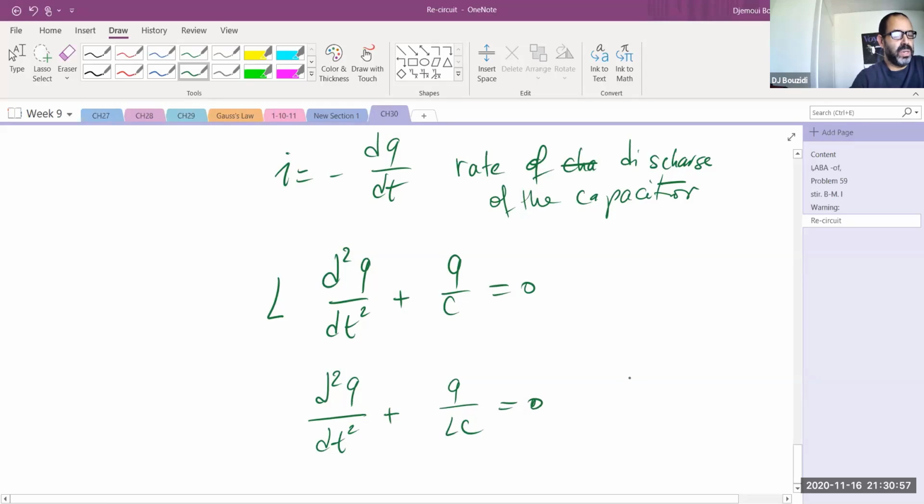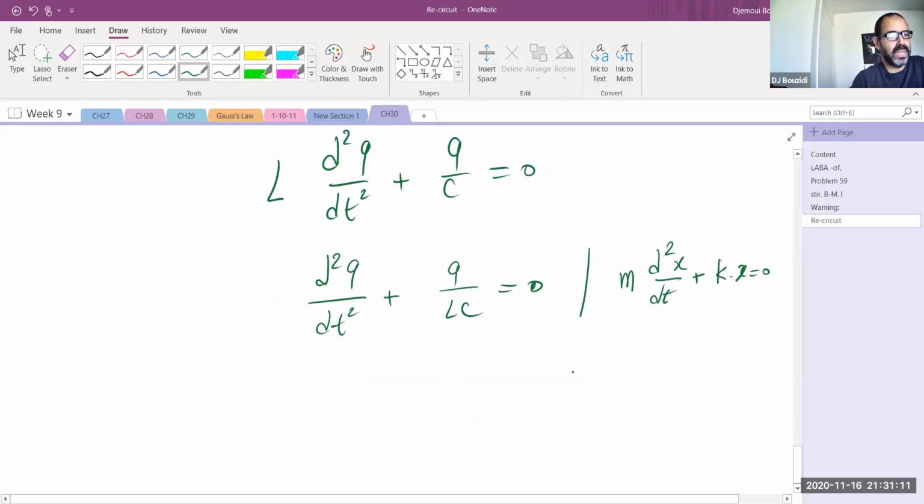This is similar to when you did the mass spring system, when you said F equals to ma, m times the second derivative of x with respect to time, plus the constant of the spring times x is equal to 0. And you said, okay, if I divide by m, I will find the expression that second derivative of the position with respect to time plus k over m times x is equal to 0.